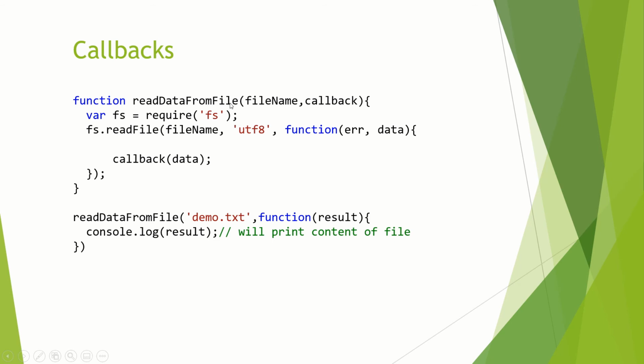What is the task of read data from file? It will take the file name, read the content of the file, and provide the output of this file to the calling function through the callback. Here is how we call this function: I pass the file name, and in the callback I print the data of this file. When you execute this code, it will read the data from the file, this callback function will be called, and it will print the data in your console.